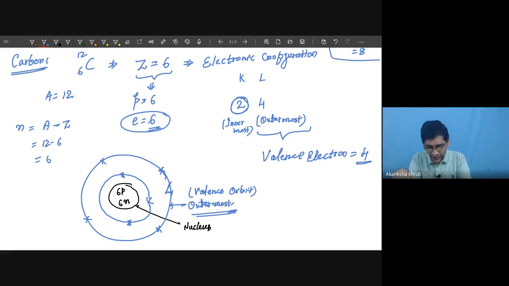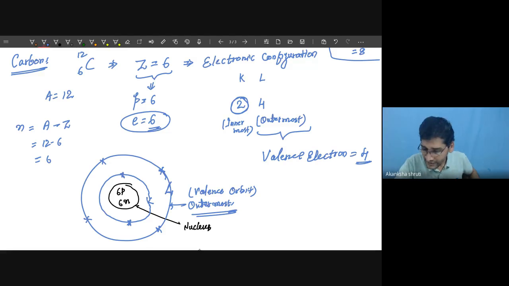But losing these 4 electrons is not easy. Also gaining 4 new electrons is not easy because of their smaller size. If new electrons are brought, large repulsion will occur. So the only possibility remaining is sharing. Those things we have to learn in more detail. So from here, the valence electron is 4.